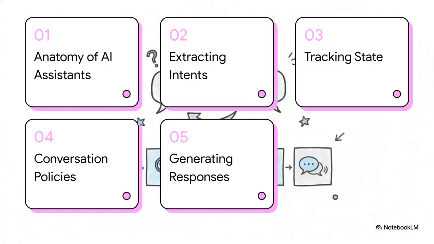To really see how this works, we're going to follow a single user request right through this pipeline. We'll start with the anatomy of AI assistants, move into extracting intents and slots, tracking the dialogue state, setting conversation policies, and finally, generating natural responses.